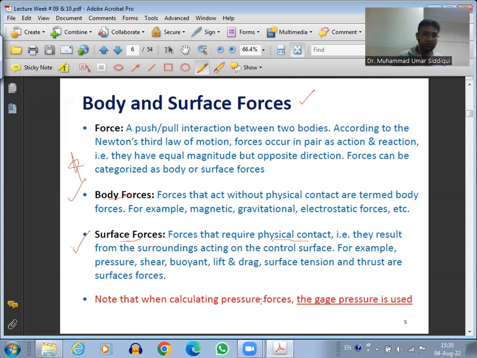Note that when calculating pressure forces, the gauge pressure is used. Normally, if it is just atmospheric, the gauge pressure is considered as 0. If it is higher than atmospheric, then we use how much higher it is than atmospheric. That's the gauge pressure we're going to use in the calculations. So far, everything is clear?